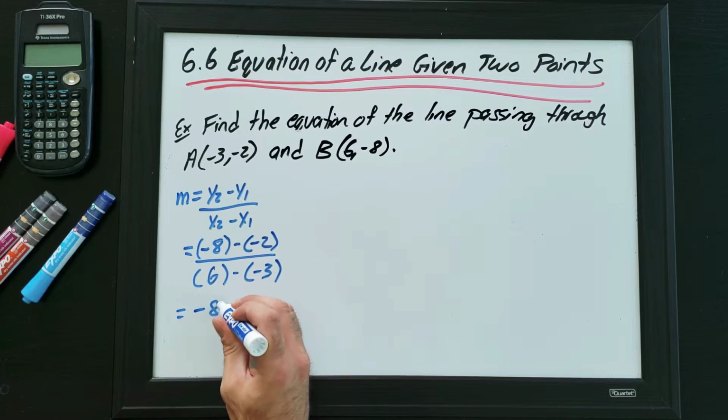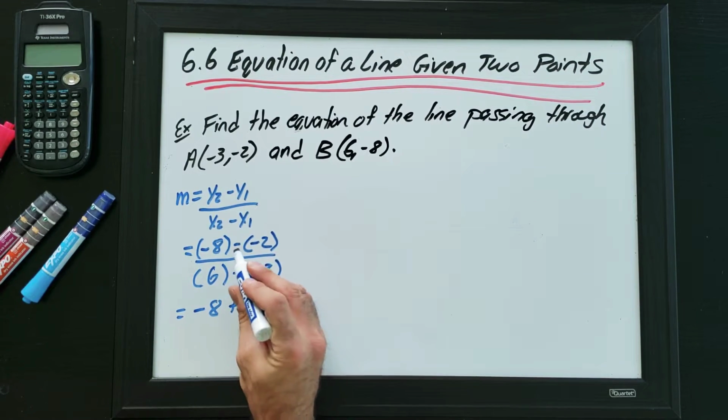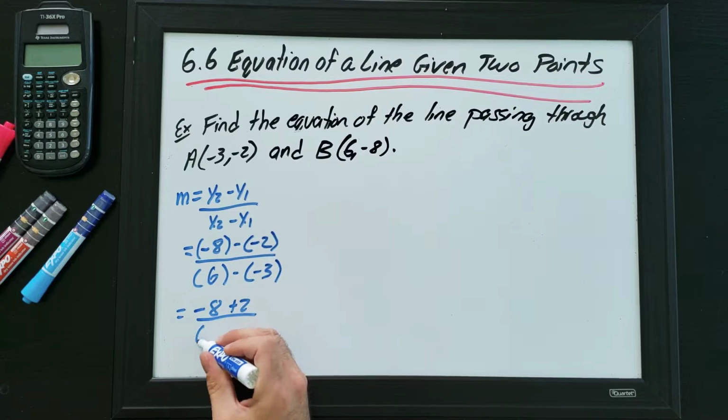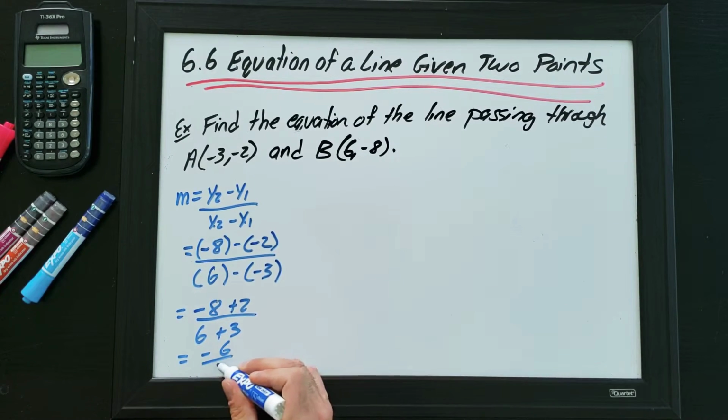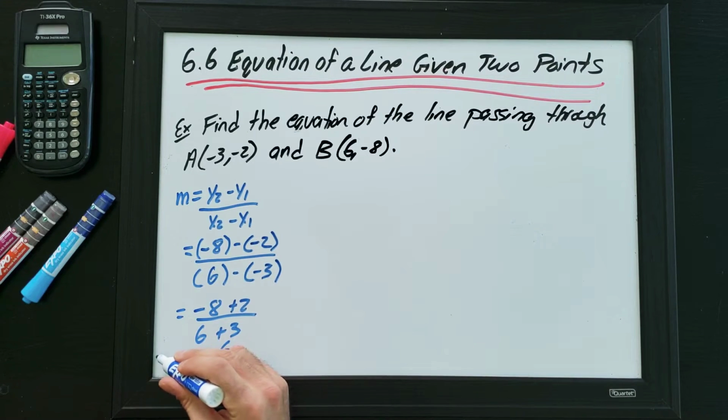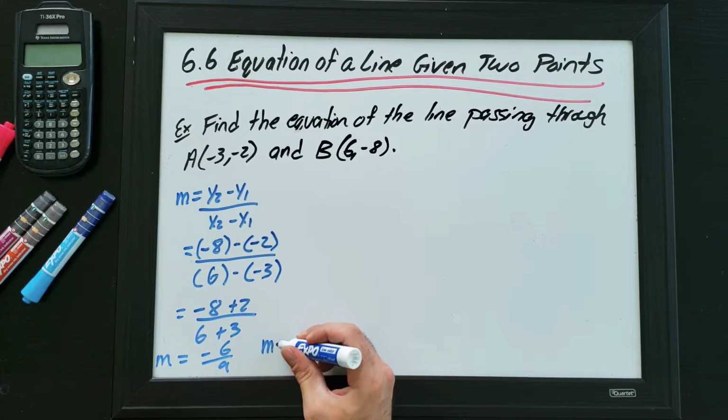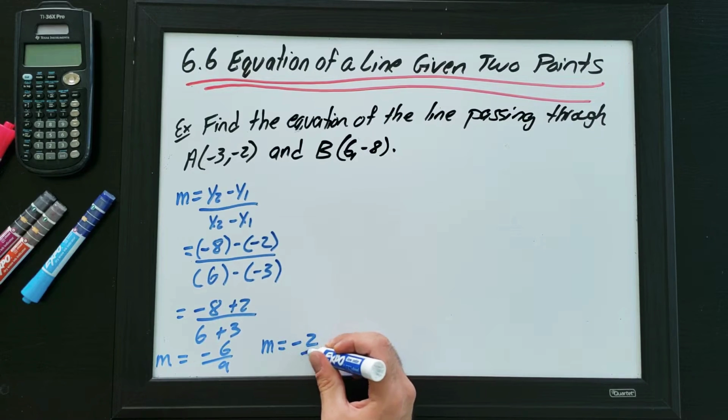Next, this converts to +2 because it's a negative and a negative. And so does this, +3. This is -6 over 9, which reduces to -2 over 3.